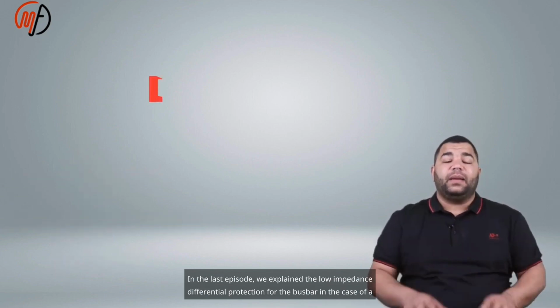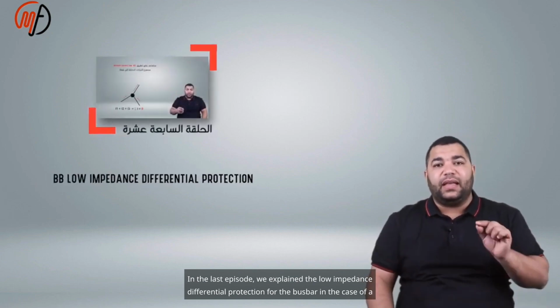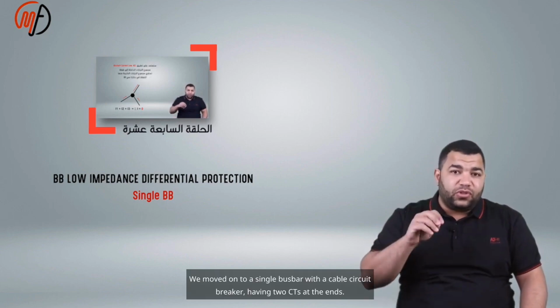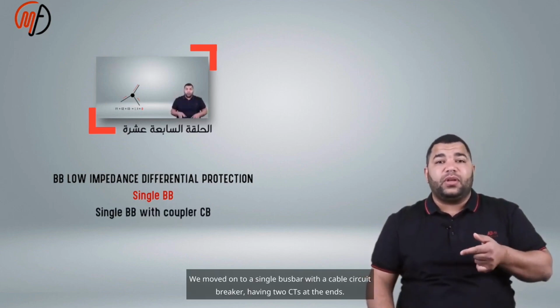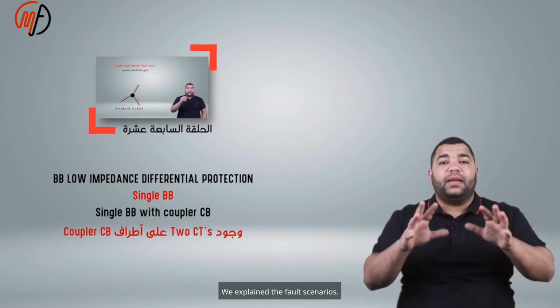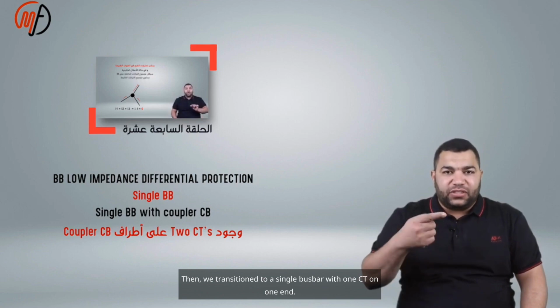knowledge. In the last episode, we explained the low impedance differential protection for the bus bar in the case of a single bus bar, and we discussed the fault scenarios related. We moved on to a single bus bar with a cable circuit breaker having 2 CTs at the ends. We explained the fault scenarios. Then we transitioned to a single bus bar with 1 CT on one end. I'll detail this case today.